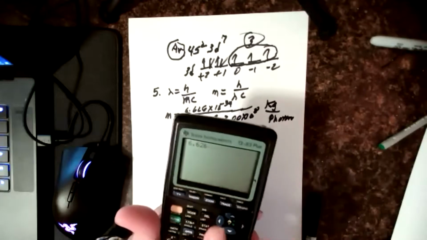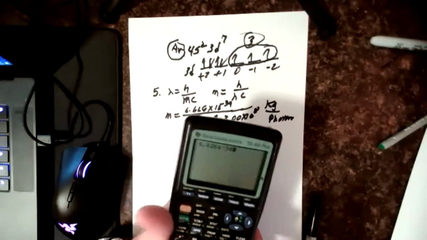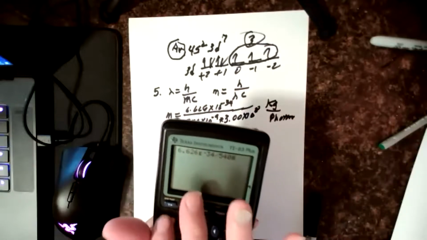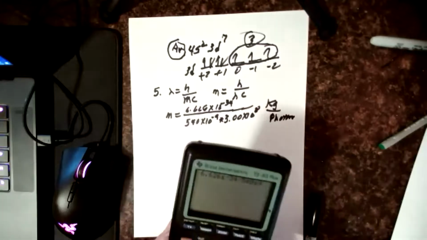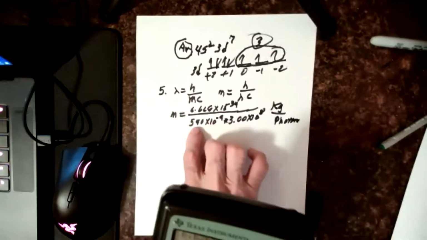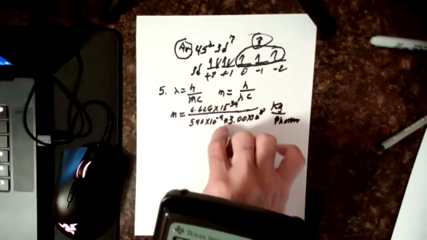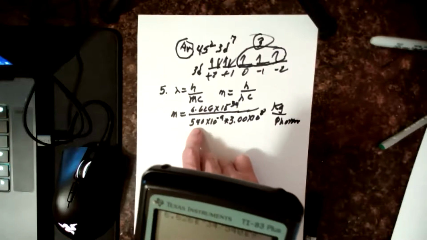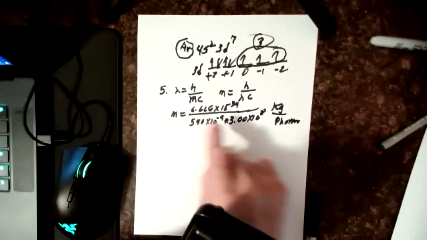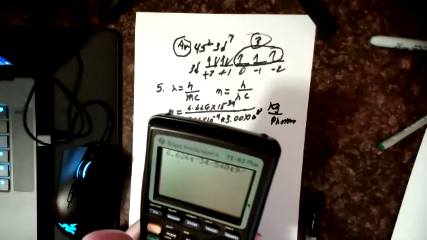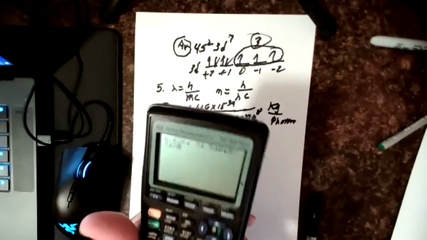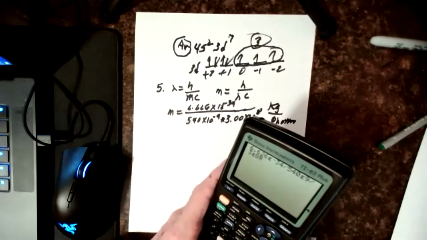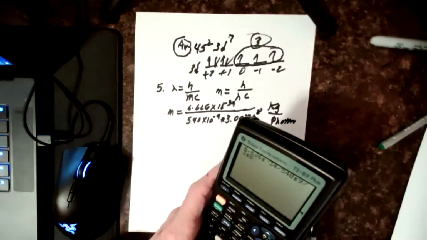All right, 6.626 with an exponent, that's negative 34. Now I want to divide that by 540, exponent is negative 9. And notice I did not write that into the standard form and change that power. I used the number that was given in the problem. It's less likely that I'll make a mistake if I do that. 540, and then I want to divide that by 3 with an exponent of 8.